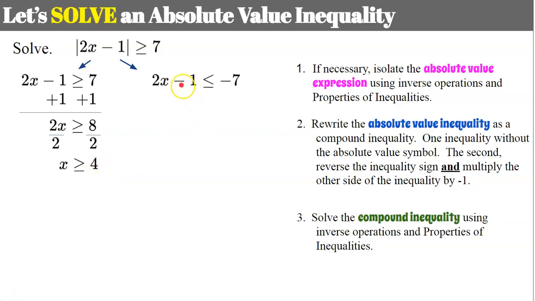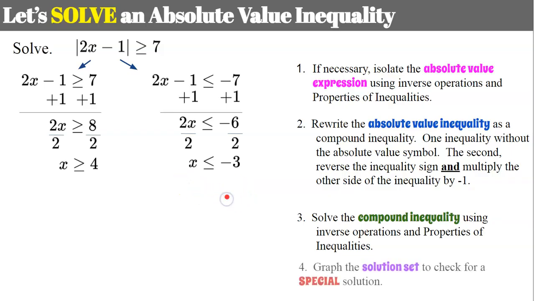Let's solve the second. The inverse of subtract by 1 is to add 1 to each side, giving me 2x is less than or equal to -6. Divide each side by 2, and -6 divided by 2 is -3, so x is less than or equal to -3. Now we're ready for step 4, which is to graph.